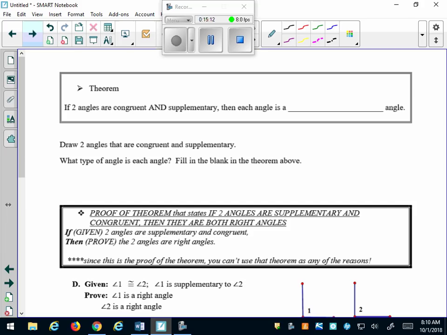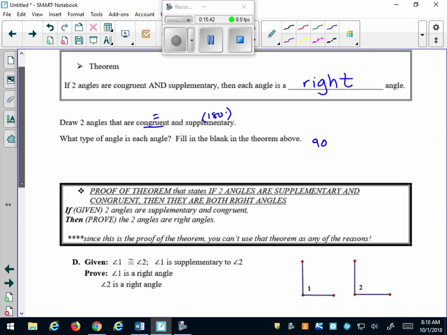All right, so let's look at this theorem. If two angles are congruent and supplementary, then each angle is a right angle. So if you think about it, if two angles are congruent and supplementary, that means they have to add up to 180 and they both have to be the same. Well, then what would each angle have to be? Each one would have to be 90, right? So each angle is a right angle.